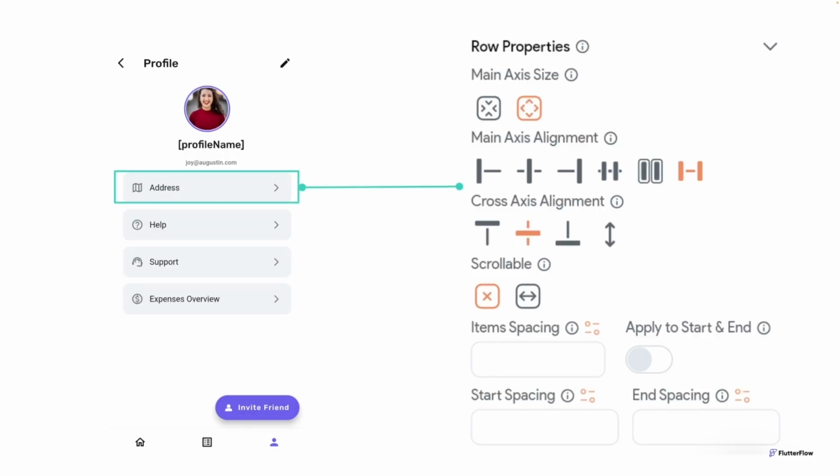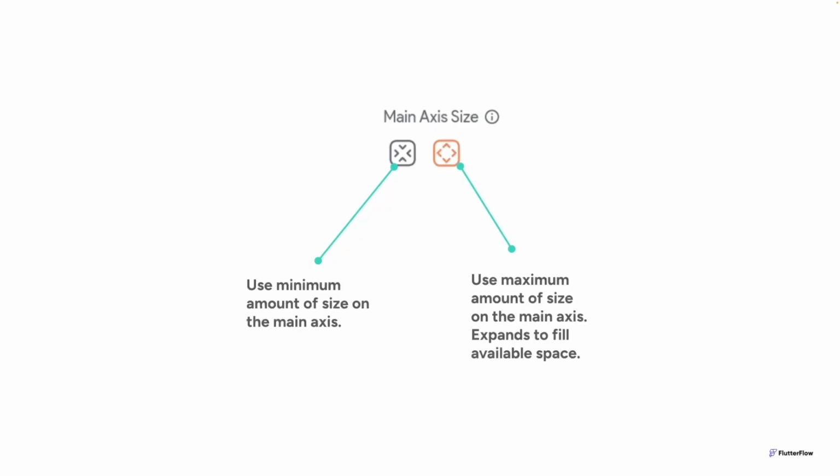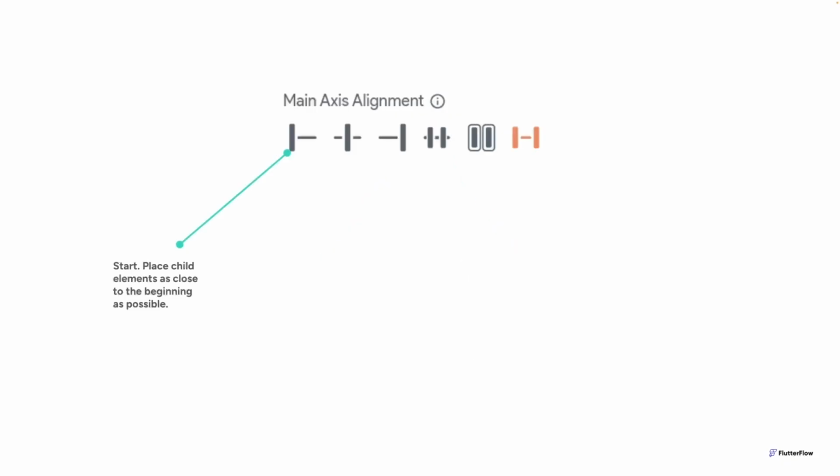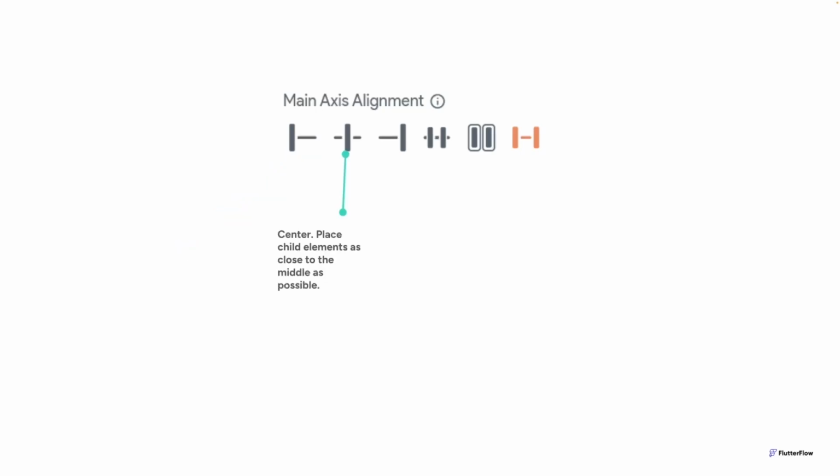Let's understand them. Main axis size is about how much space should be occupied in the main axis. You have two options, use minimum or maximum. The main axis alignment is about how the child elements should be laid out. Start means place child elements as close to the beginning as possible. Center means place child elements as close to the middle as possible. End does the same to the end.